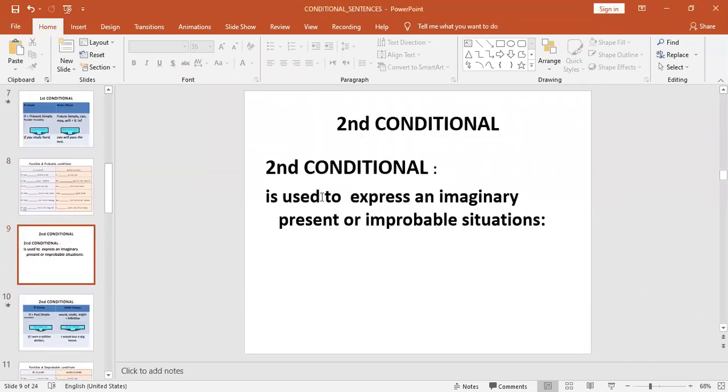Second conditional is used to express an imaginary present or improbable thing. So here I speak about something which is improbable at the present. Or I speak about a situation which is imaginary. Imaginary means something won't happen at present, or it is improbable. Let's see the structure.